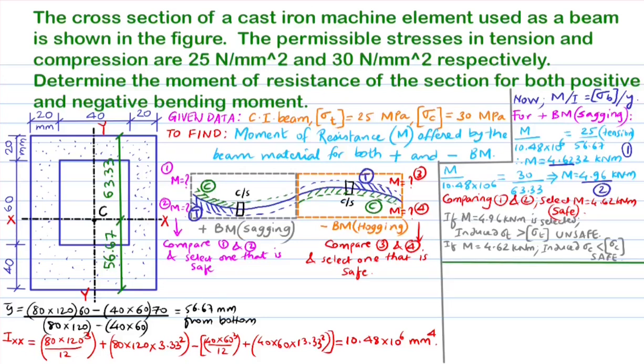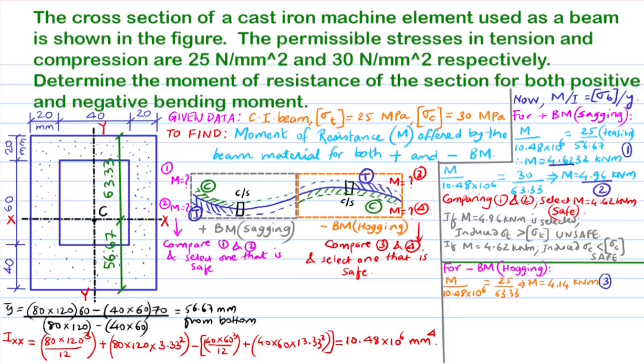We may now repeat the same logic considering the negative bending moment applied on the beam, causing hogging bending deformation. For the topmost layer with maximum tensile stress induced, we have M over I equals sigma t over yt, that is M over 10.48 times 10 to the power of 6 equals 25 over 63.33. This gives a value of moment of resistance as 4.14 kilonewton meter, rounded off to two decimal places. Let's denote this value as 3 for reference.